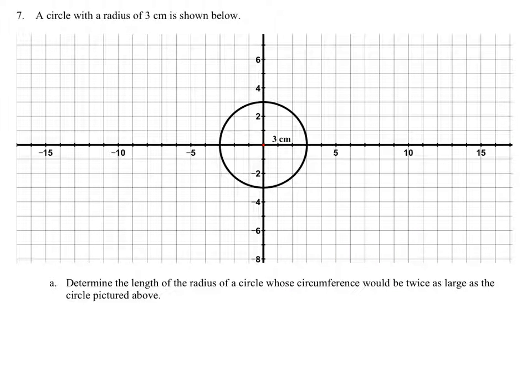Determine the length of the radius of this circle whose circumference would be twice as large as the picture above. Circumference is perimeter. So if we scale the perimeter by 2, then we would scale all the lengths by 2, including the radius. So if that's 3 centimeters, then the new length of the radius would be 6 centimeters.